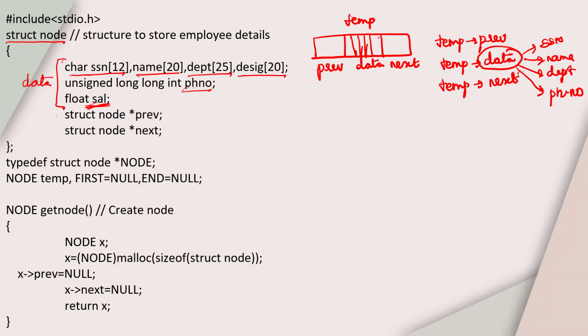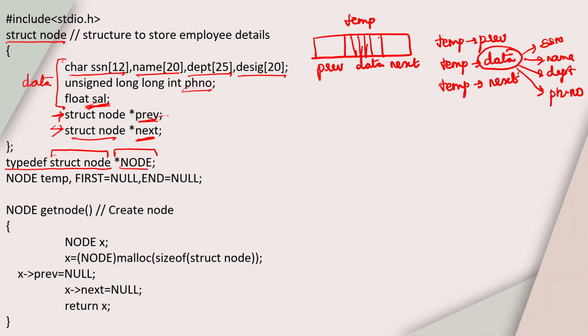Now, two pointers. One is your previous and the other one is your next. Because this will contain the address of the previous node, this will contain the address of the next node. So it is taking the data type of the node itself. So struct node star of previous, struct node star of next. And I have made use of typedef again, so that I did not use this as a data type. Instead of that, I can just use node.